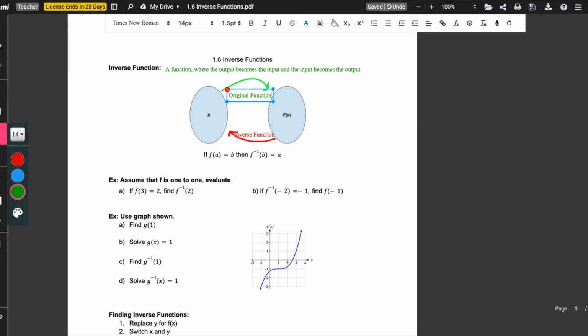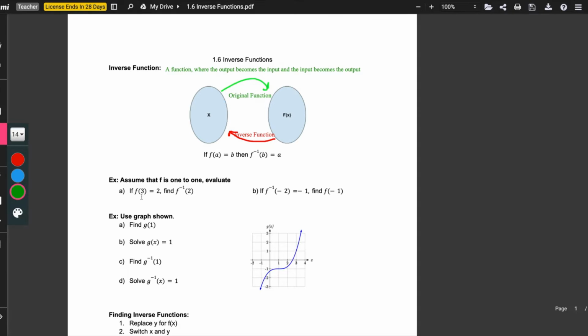Hold on. So assume that f is 1 to 1. We're going to evaluate. First of all, just some backstory, it has to be 1 to 1 in order for you to evaluate an inverse function. So remember, that means that each input has one output and each output has one input. So if we're given f of 3 equals 2, we need to find f inverse of 2.